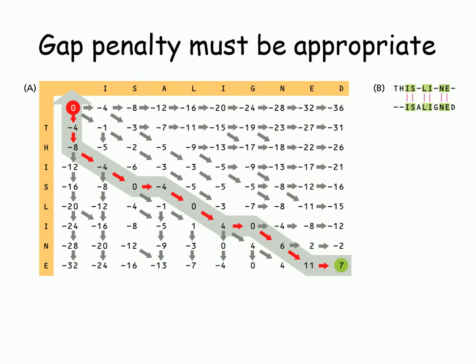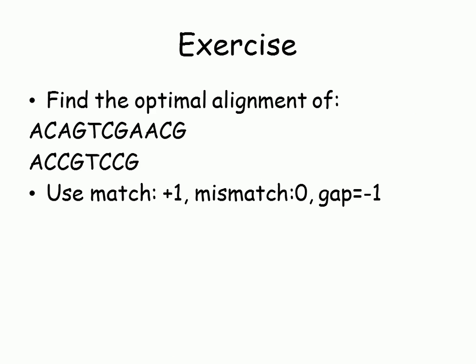Okay? All right. So let's do this example where we'll find the optimal alignment of these two sequences. And I'll do this on the board. And we are asked to score a match as a plus 1, a mismatch with 0, and a gap to be minus 1.